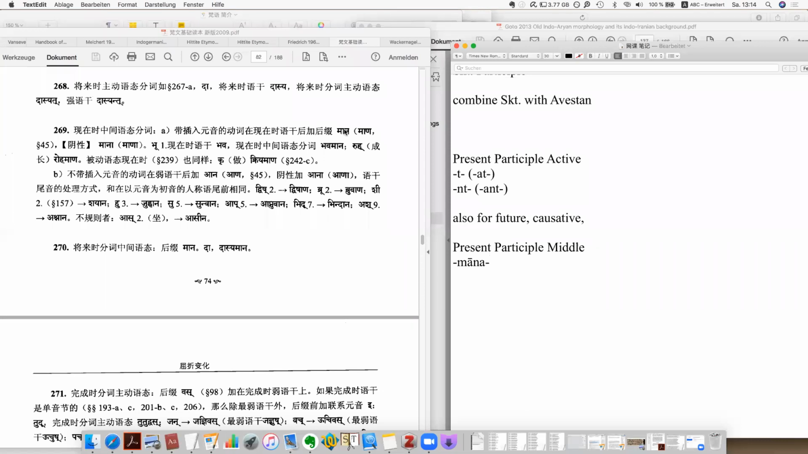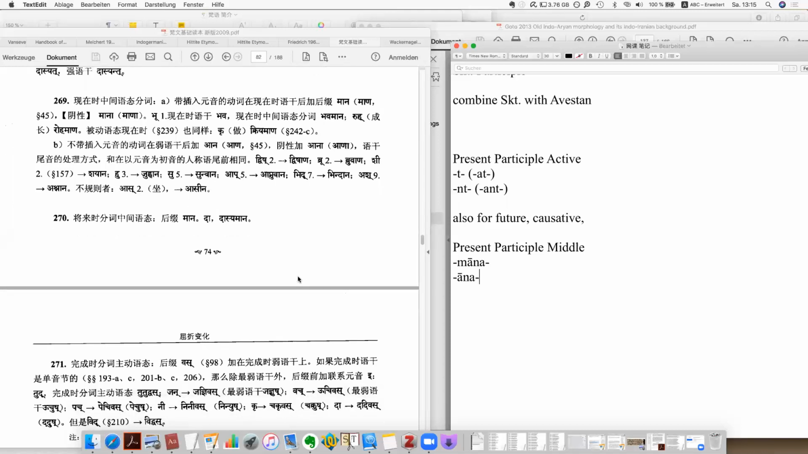Like if you have an r before, it will be changed to a retroflex, right? And then this is a feminine, so I think you all know that feminine. You have a long a, right? Okay. And then there's another form called ana. This form, there's another form called ana, right? Okay, so this is basic.